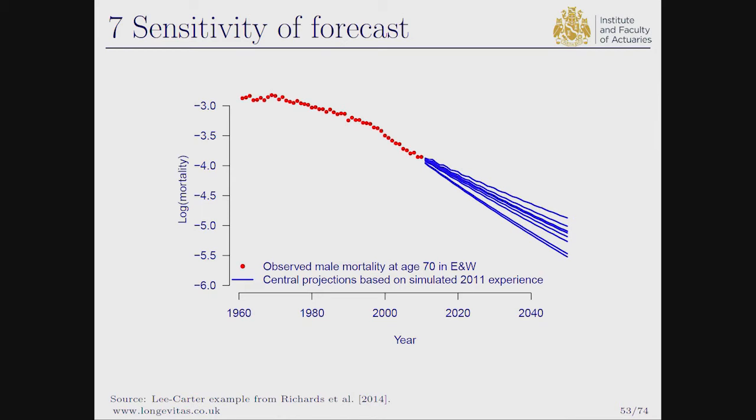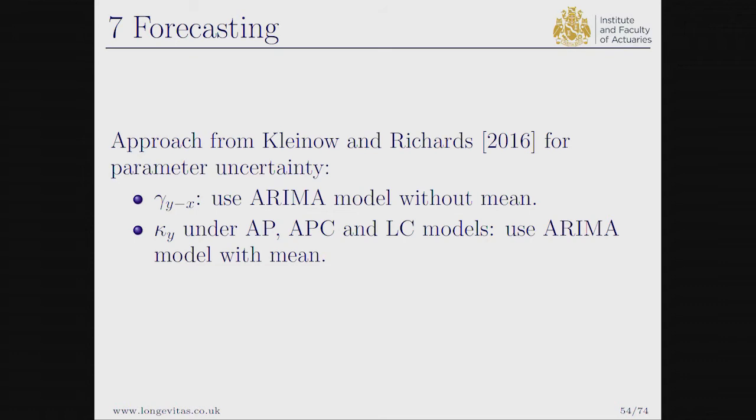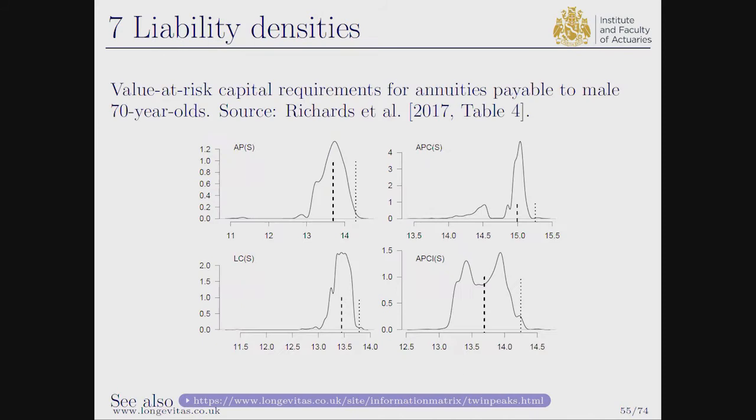What we're using here for the APCI model, for parameter uncertainty, we're using an ARIMA model without a mean for all the gamma terms. We're using ARIMA models with means for kappa terms under the AP, APC, and Lee-Carter models, because as we saw earlier, the kappa process has a clear trend, a clear pattern. And we actually use an ARIMA model without a mean for kappa in the APCI model. And these are the value at risk densities that you get for male 70-year-olds with annuities.